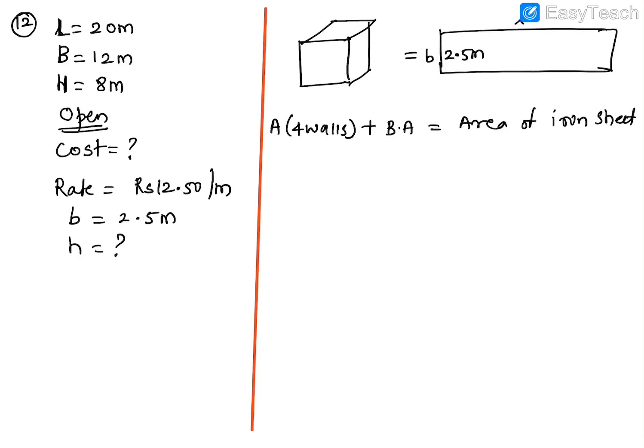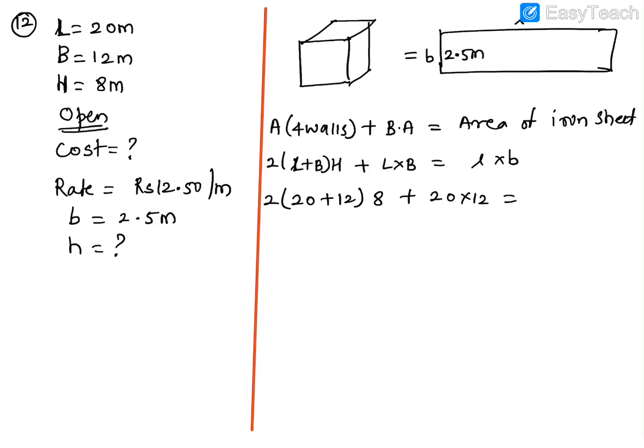Now how to find out the area of the four walls? So the formula is what? 2 times (L plus B) into H plus base area, which is length into breadth. What's the area of the iron sheet? L into B. So now 2 times, what is L? 20, breadth 12, height 8, plus 20 into 12, length into breadth is 2.5. I can write 2.5 as 5 upon 2.